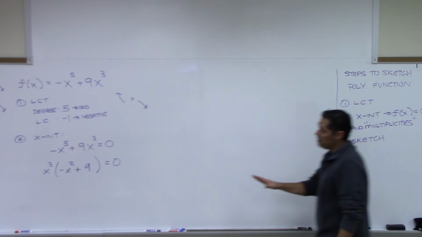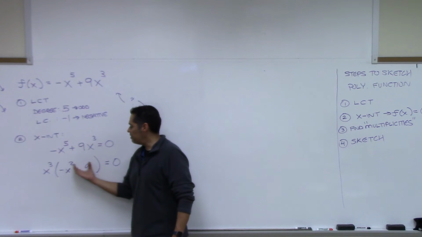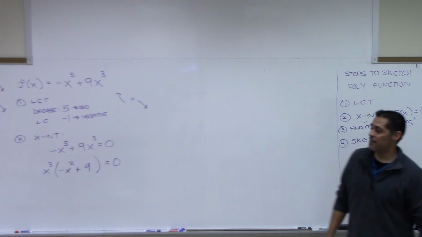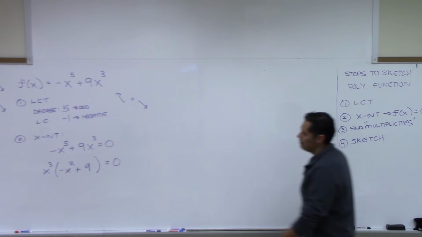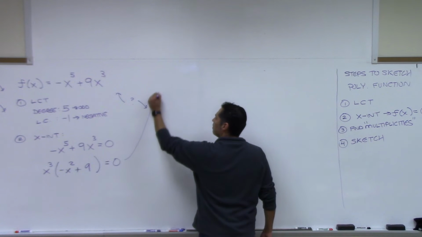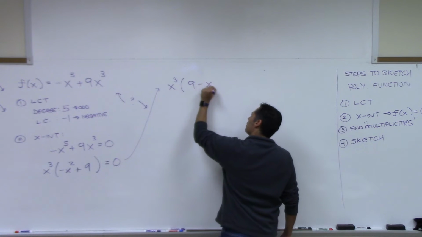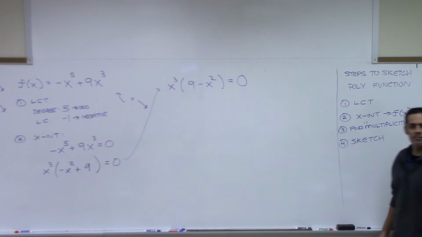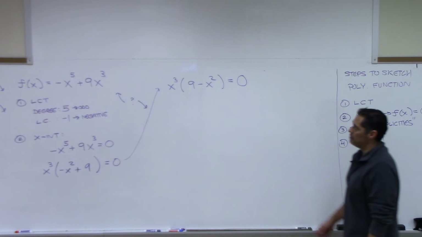All right, so we're still here, right? We pulled out the x cubed. We've got to handle this now. Is there anything we can do to that? Does anyone see it? Maybe I can help. Could I rewrite it like this? Is that the same thing? Yeah, it is. Does that help you see it? Do y'all recognize this?